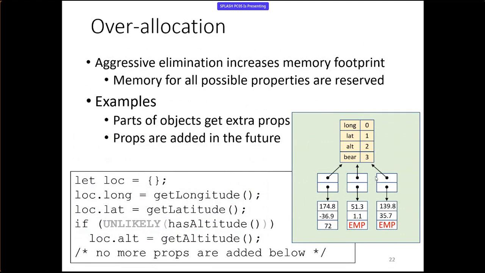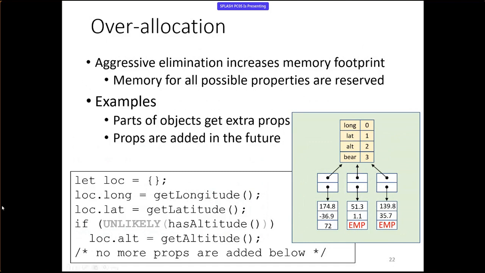However, aggressive elimination of internal hidden classes may increase memory footprint, because the memory for all possible properties is reserved when the object is created. So if only a part of the objects get extra properties, or if properties are added in the future, some areas are reserved without being used.